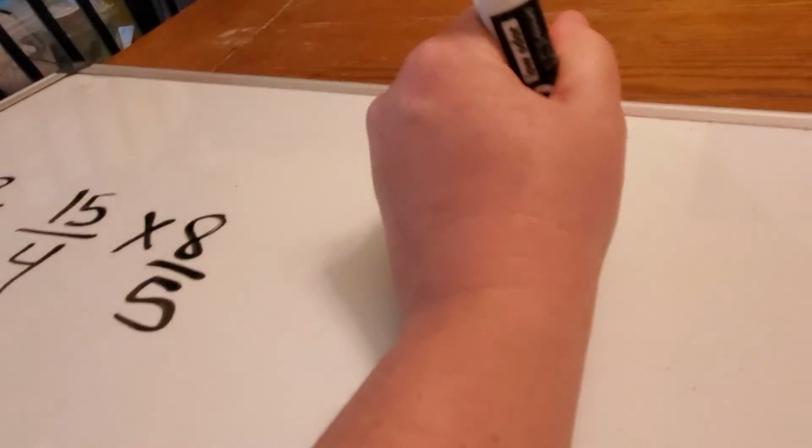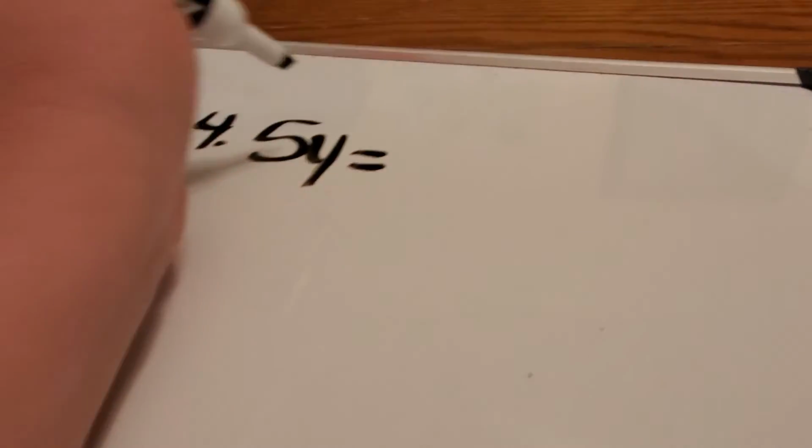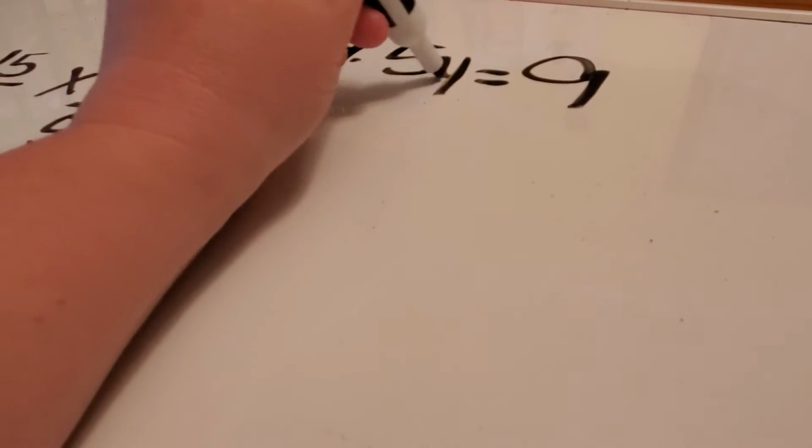On 14, you're just going to divide, right? What is it saying? 5 times y equals 9. Well, in that case, what are you going to move? You're going to move your 5 to the other side. What's the opposite of multiplication? Division. Okay?